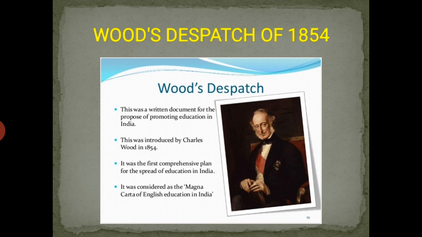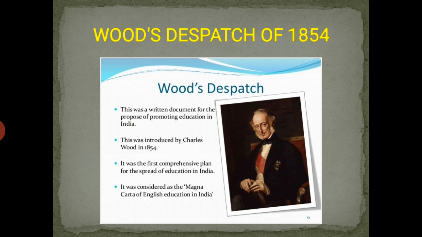Next one, students, Wood's Dispatch of 1854. Students, listen. This was the written document for the purpose of promoting education in India. Students, what do you mean by the Wood's Dispatch of 1854? Listen. Wood's Dispatch was the written document for the purpose of promoting education in India. Wood's Dispatch of 1854 was issued by Charles Wood. Listen, students, who issued it? Charles Wood. Who was Charles Wood? Listen, Charles Wood was the president of the Board of Control of the English East India Company.